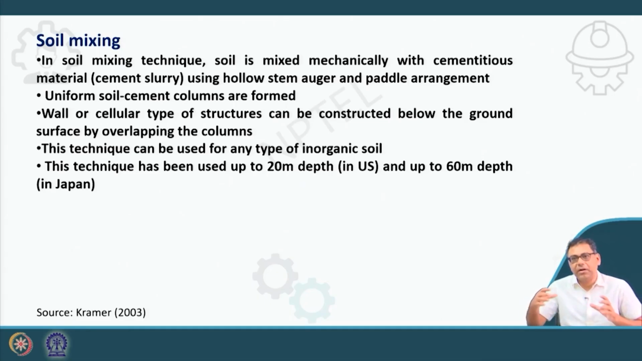If I construct this type of arrangement, then it will form a column wall, or a cellular type of structure. One column is constructed, then another column, but when the next column is constructed, it has some overlap with the first column, and so on. So we can form a wall or cellular structure below the ground surface. This technique can be used for any type of inorganic soil. This technique has been used up to 20-meter depth in the US and up to 60-meter depth in Japan.